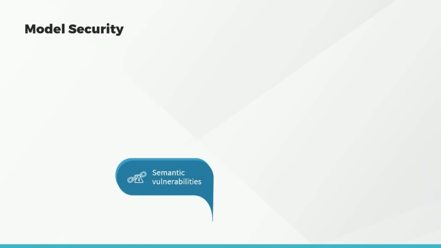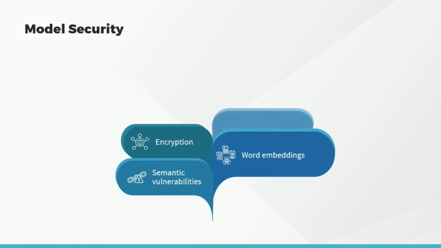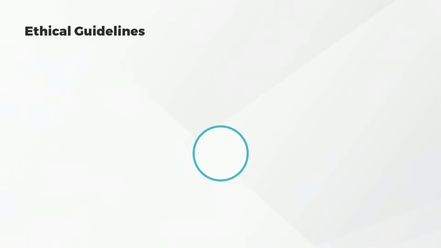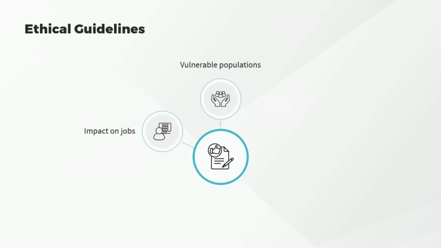Okay, so generative AI models themselves can be exploited through semantic vulnerabilities like manipulating word embeddings and natural language processing. AI models should be protected with encryption and version control. Regular updates with security patches should also be applied to the models. The societal and ethical implications of AI must also be considered. Clear ethical guidelines should be developed to address the impact on jobs, vulnerable populations, and the broader society.